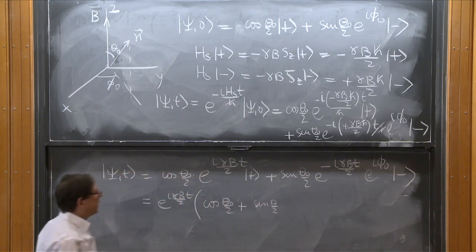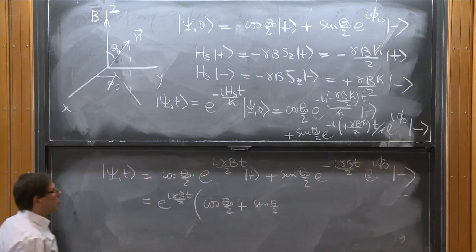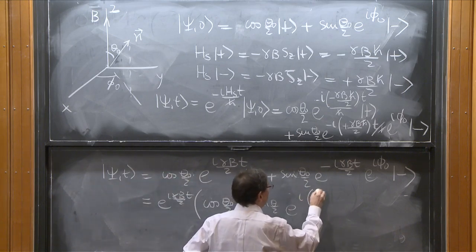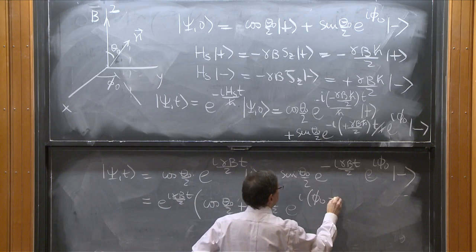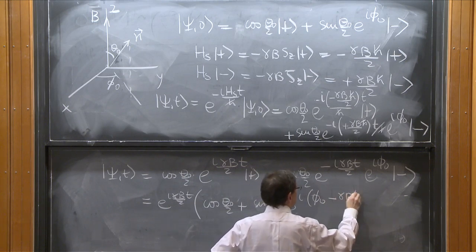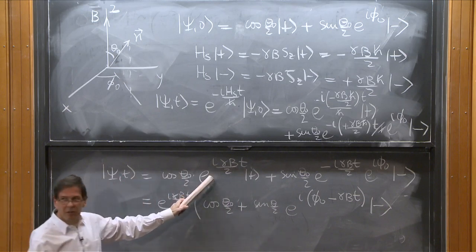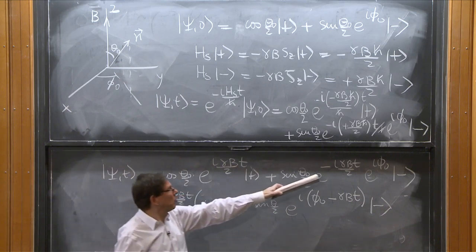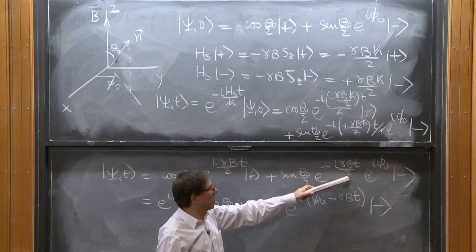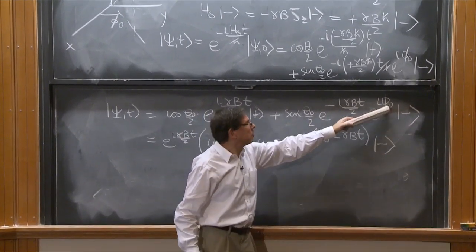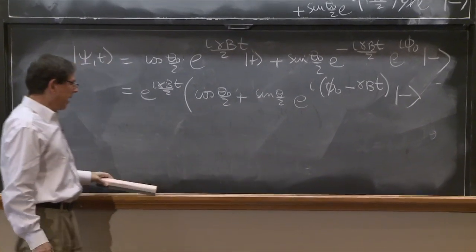I didn't copy it. So here, what do we have? E to the i phi naught minus gamma Bt minus... Look, when you factor this one out, you get minus the same thing here. So this becomes a minus 1. And then you put the two phases together, and you got that.